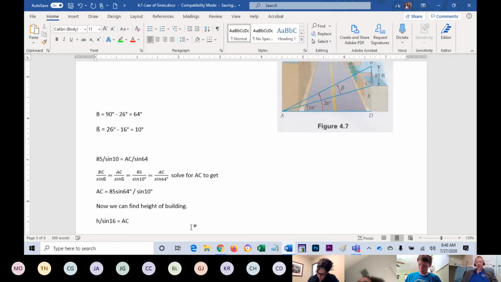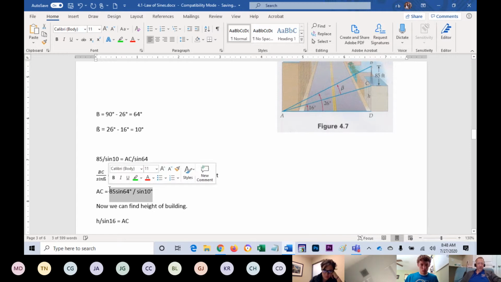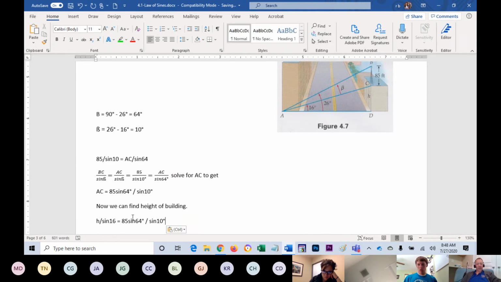Here, I'm going to put AC over the sine of 90, right? And what's the sine of 90? The sine of 90 degrees is 0. No, it's 1. So now I just have the side AC, which is this right here. So I'm going to substitute that for that, and then I just need to solve for H, right?